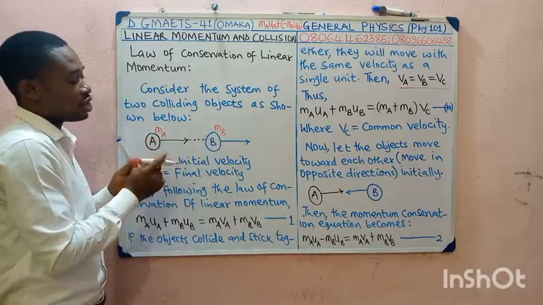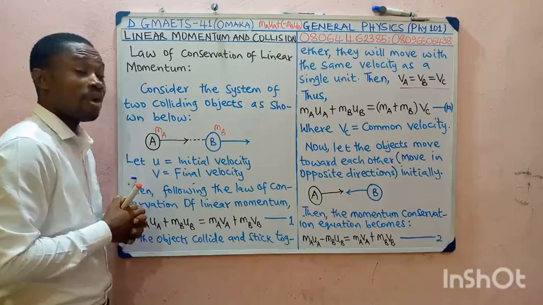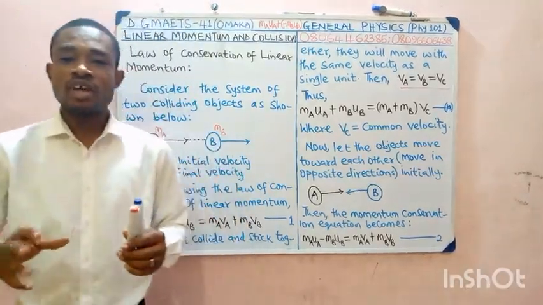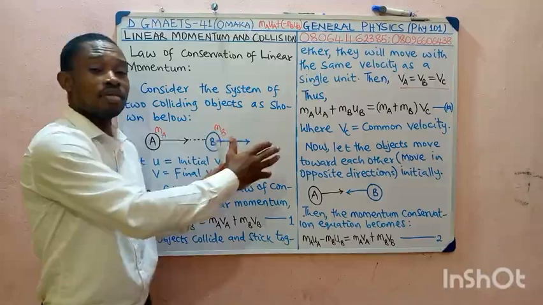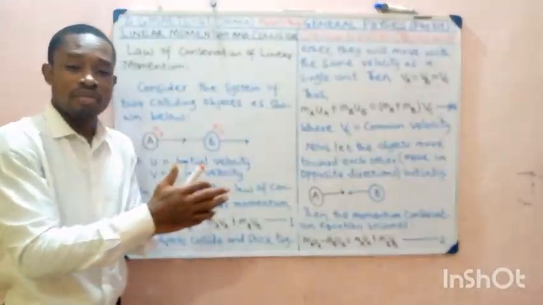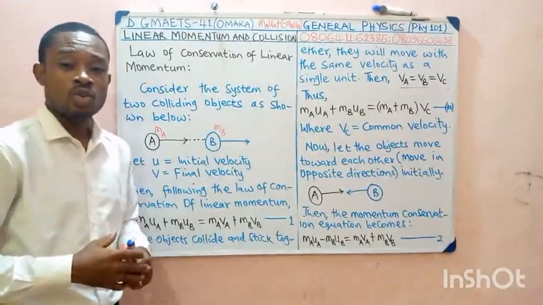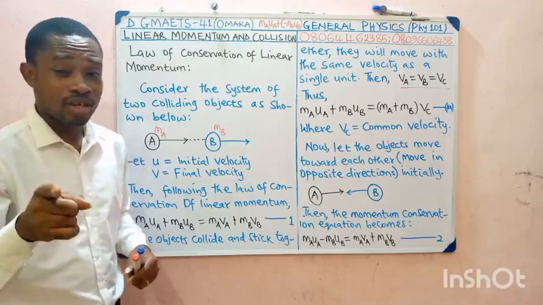Now we see that initially these two masses are moving in the same direction. Remember that momentum is a vector quantity, so direction matters. Therefore, if we assume that these two objects are moving in the same direction initially, then it means both of them, their momentum will take the same sign, which we're going to give them to be what? Positive. Because they are moving in the same what? Direction.